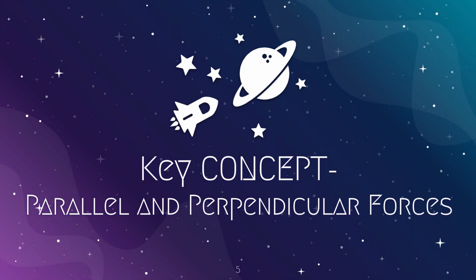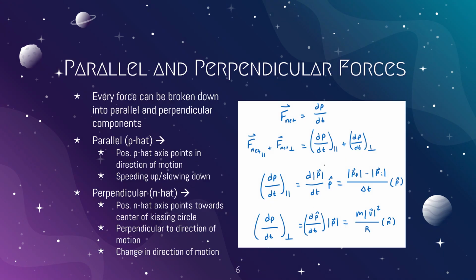Another key concept is parallel and perpendicular forces. So we can break up the net force into the parallel direction of motion and then the perpendicular direction of motion. So for the parallel, that is in the p hat axis, and it points towards the direction of motion, and it indicates whether or not your system is speeding up or slowing down. And then the perpendicular component of the force is in the n hat axis, and it points towards the center of the osculating circle, perpendicular to the direction of motion, and it basically indicates the change in direction.